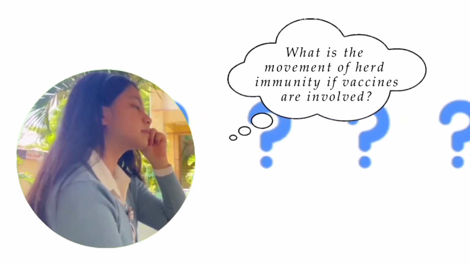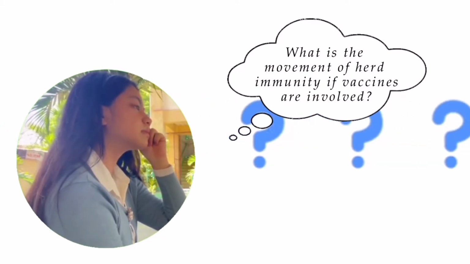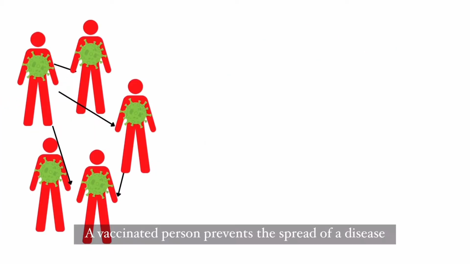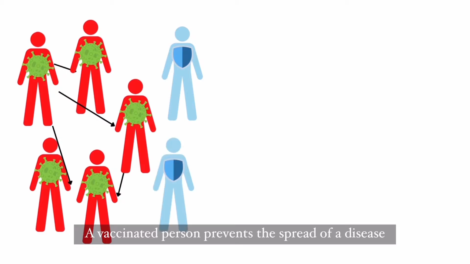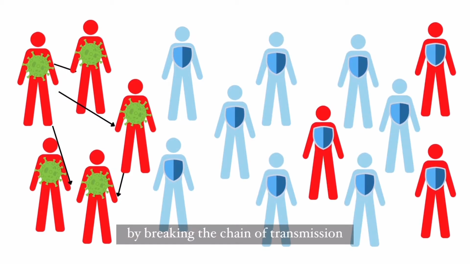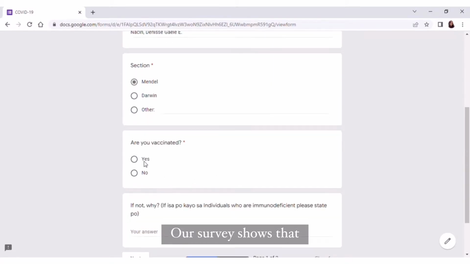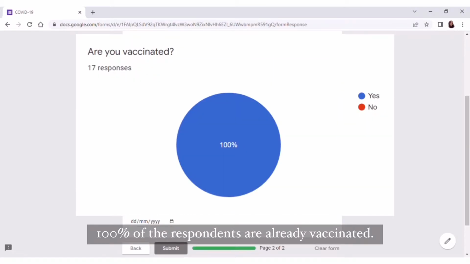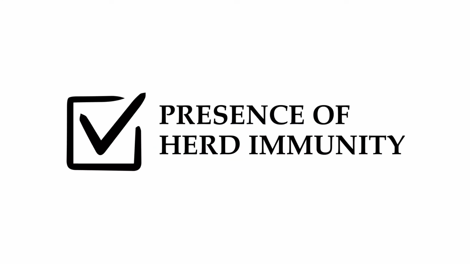Now, what is the movement of herd immunity if vaccines are involved? A vaccinated person prevents the spread of a disease by breaking the chain of transmission. Our survey shows that 100% of the respondents are already vaccinated. The prevailing condition here reveals the presence of herd immunity.